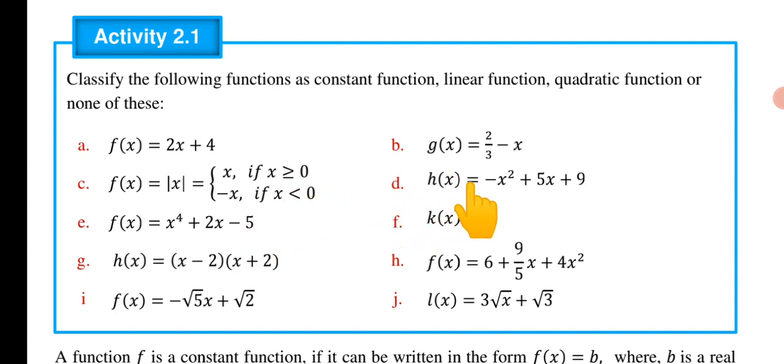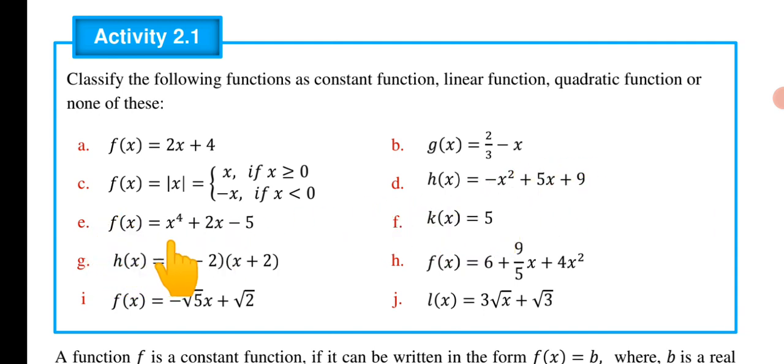D, h of x is equal to minus x squared plus 5x plus 9. When you observe, this is a quadratic function. A quadratic function is called a second degree function. The highest exponent in a quadratic function is 2.